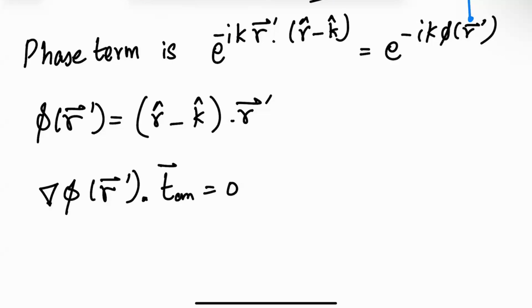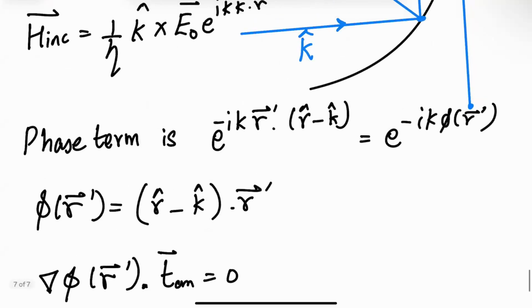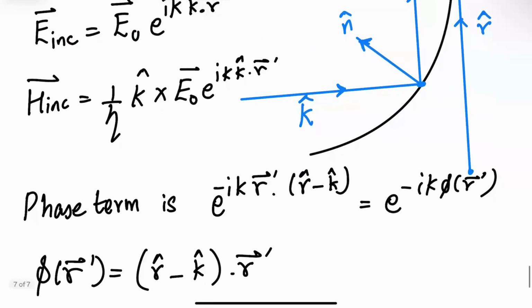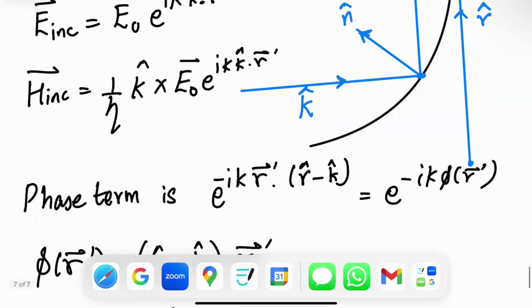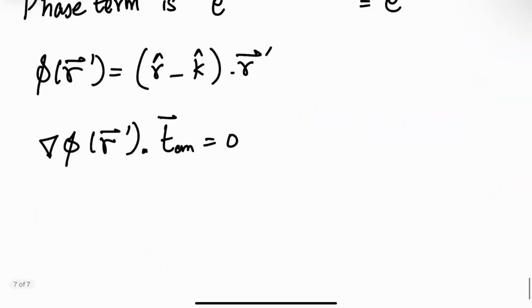So the gradient doesn't have to be 0. The gradient along the tangential direction must be 0. Okay, that's what it means for the phase to be stationary, because in the integral, we are moving along the tangential direction when we integrate over the surface. Okay, so only this has to be 0.